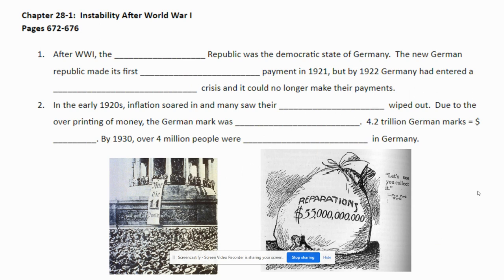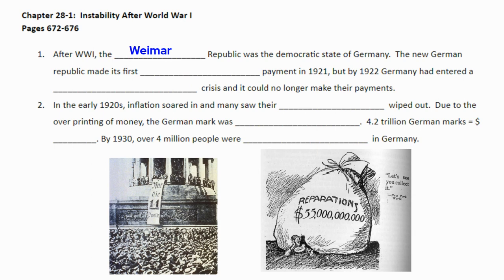And we're going to talk a little bit about how Germany's economy tanked after World War One. The Weimar Republic was the democratic state of Germany that was established as a result of Kaiser Wilhelm II abdicating the throne.